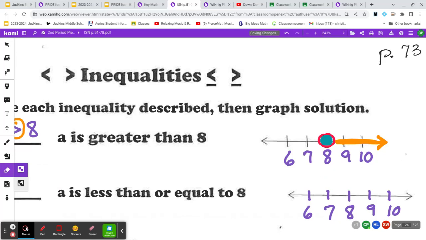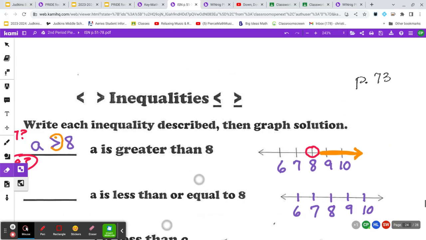Sometimes if you're going to an amusement park, it says you must be this tall to ride this ride. Could you be exactly that tall? Yes. Could you be shorter than that? No. So sometimes the number in the middle is included. That's when you have a filled-in circle. And sometimes it's not included. It's not good enough, it's not a part of the solution, and it's an open circle. Okay, so let's try that. That is a done graph.